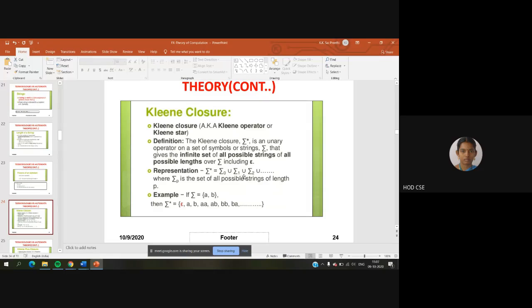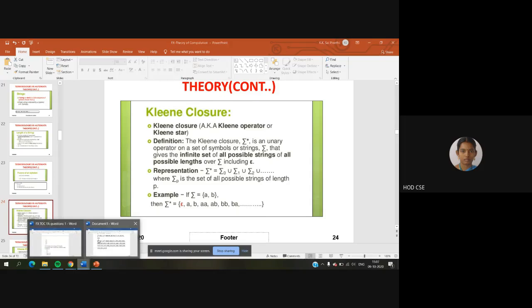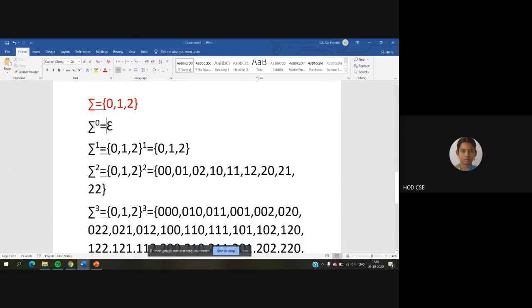This is all possible lengths of all strings. That is called a sigma closure. If you have your sigma equal to {a, b}, only two symbols, then your sigma closure will include epsilon. Epsilon is a zero length string. You know how to produce a zero length string. Sigma power 0 is the zero length string.